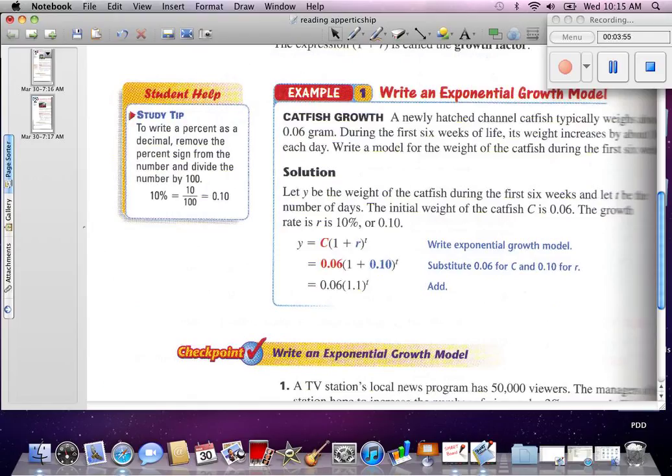So my comment might be, as I read this, I plug the numbers into the formula, and I will see how big the catfish is getting.